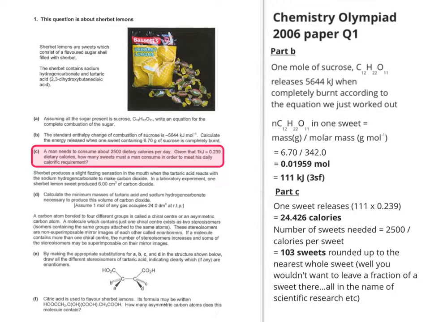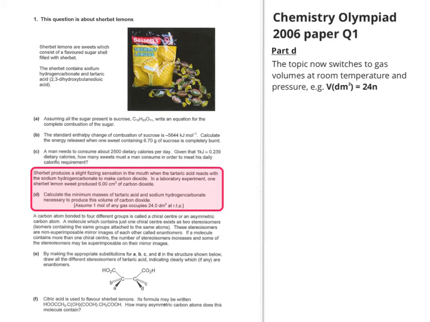So let's now go on to part D. At this point we're looking at gas volumes. It explains why the fizzing sensation happens, which we mentioned slightly earlier. The fizzing sensation occurs when the tartaric acid reacts with the sodium hydrogen carbonate. I've put the ionic equation there to help explain and illustrate what they mean. In a lab experiment, one sherbet lemon sweet produced 6 centimeters cubed of carbon dioxide.